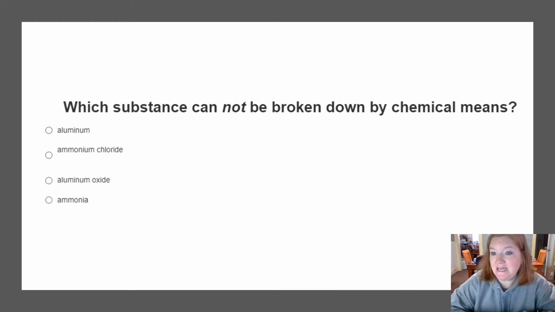Which substance cannot be broken down by chemical means? So cannot be broken down means it's an element. So which one of those is an element? Where am I going to look? Periodic table. If I can't remember the names, I'm going to check Table S. The name that I see there is in fact an element, and this time it's aluminum.